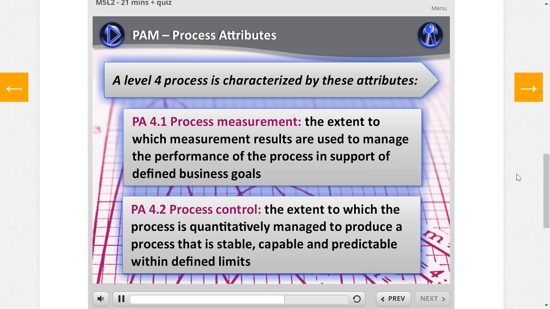PA 4.2 Process Control. A measure of the extent to which the process is quantitatively managed to produce a process that is stable, capable, and predictable within defined limits.